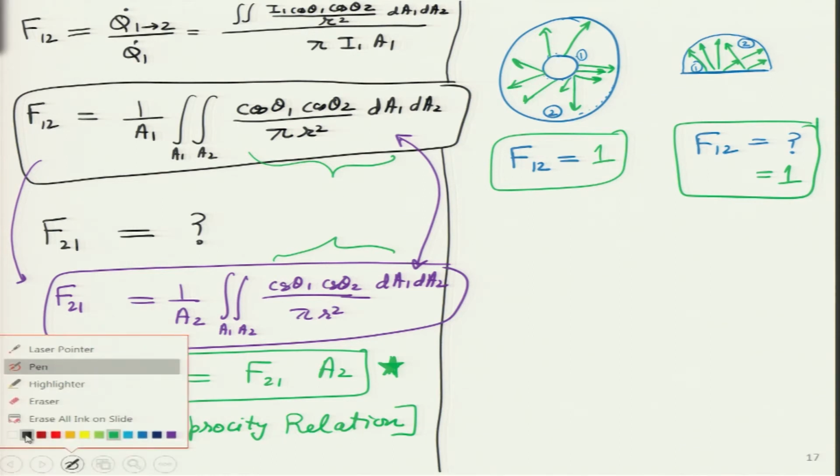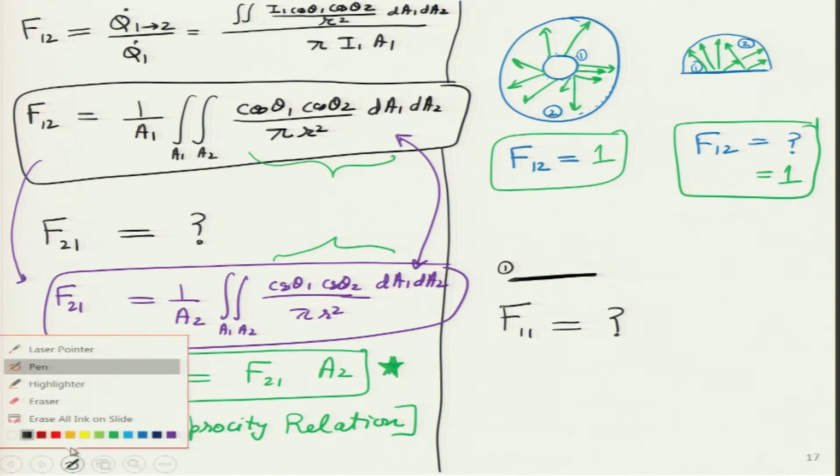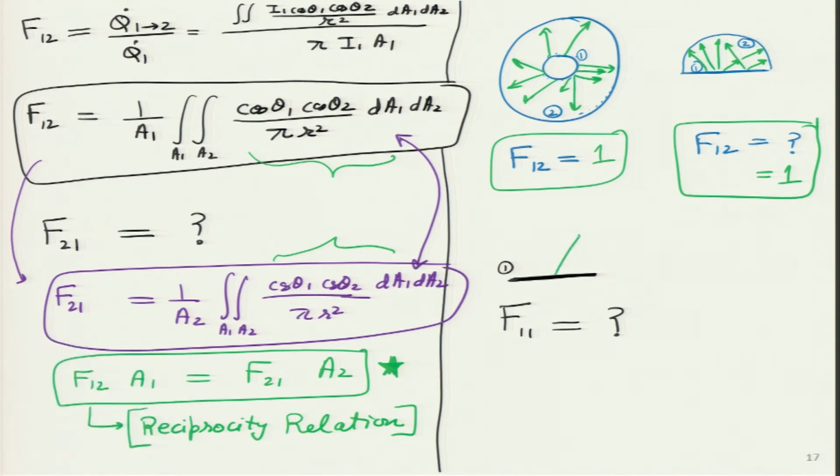Good. Now, let me ask another question. If I have a flat surface like this and I call it surface 1, can F11 be determined? So, the question is, there is just one surface, that is this flat surface 1. What is the value of F11? So, again we will have the same understanding. Let me draw all these radiations. All this radiation which is leaving surface 1, is it again hitting surface 1? So, the answer is no.